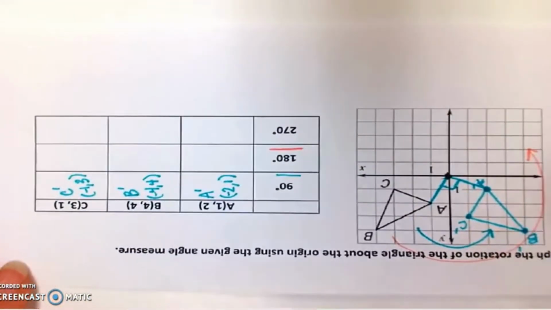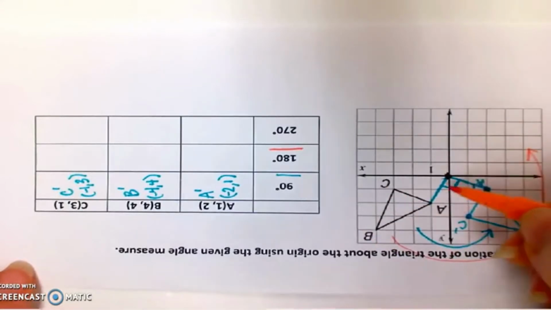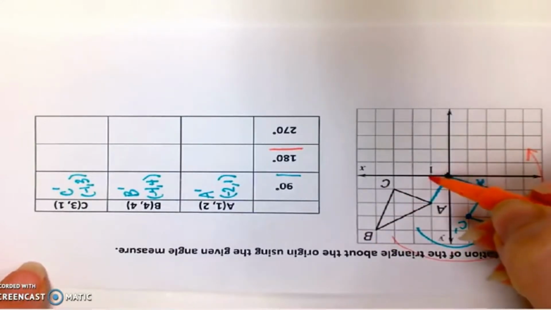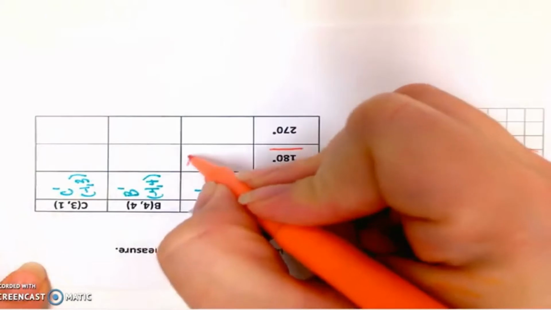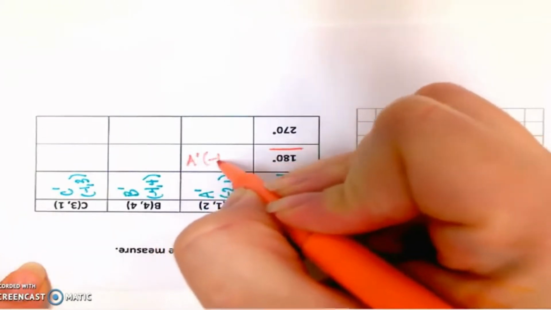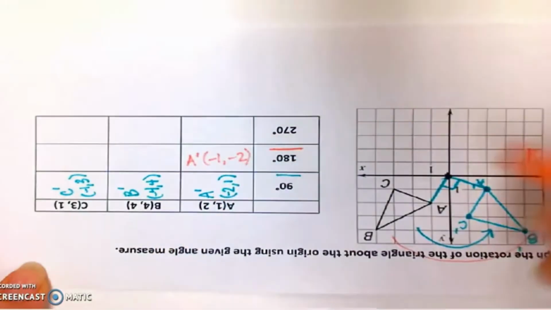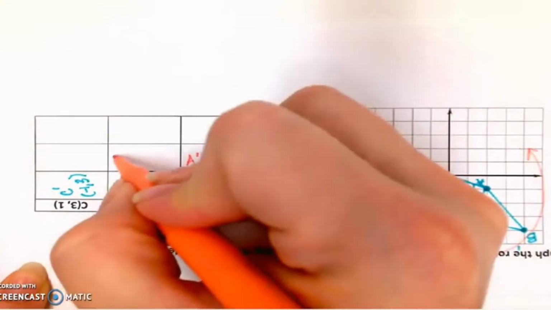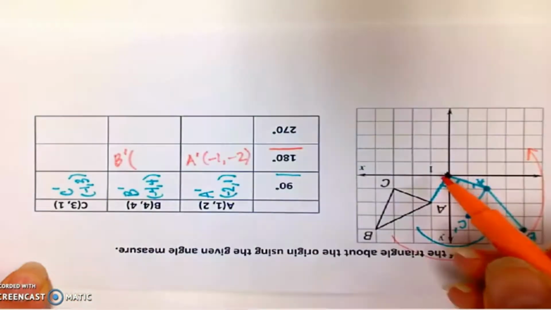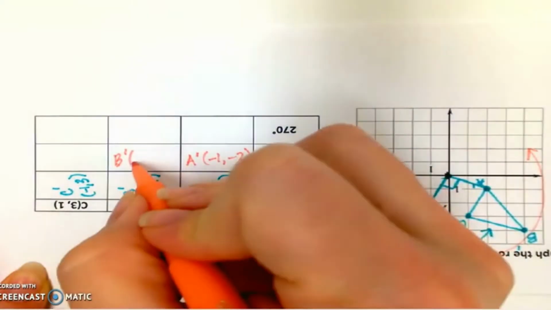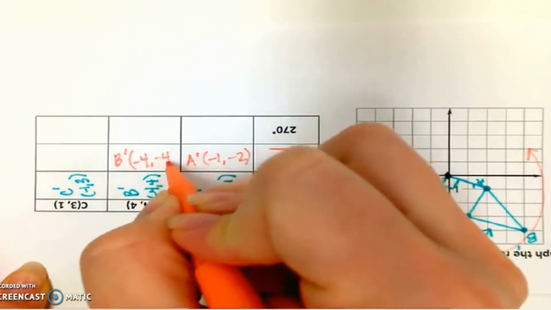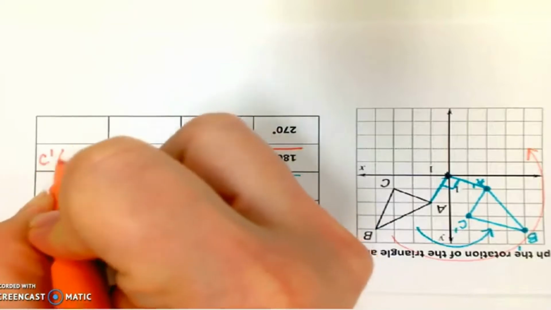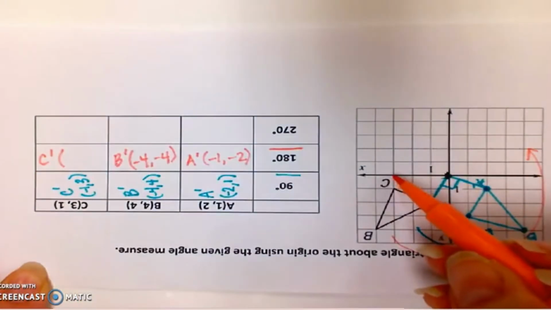So now if I'm looking at this as if it were in quadrant 3, I'm thinking, okay, this would be -1, -2. A prime is -1, -2. B prime looks like it's at -4, -4. And C prime, -3, -1.